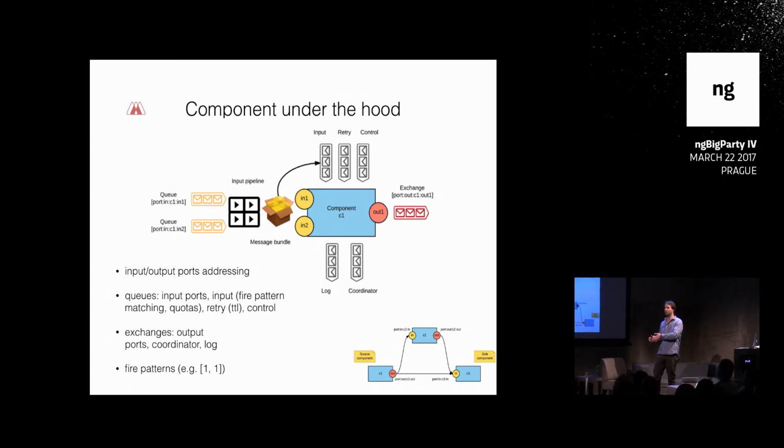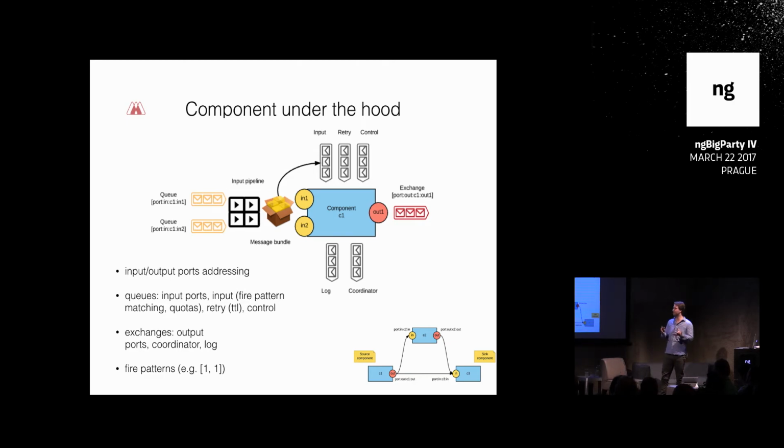So if the message passes through the fire pattern matching algorithm, then it goes to the second stage, which checks if there are available quotas. The quotas allow you to throttle the frequency of activation of the component, right? So you might say, okay, this component is only able to fire or process messages one at a time, right? Or maybe the component can process 5 messages at a time, or the component can process only 5 messages per hour, right?